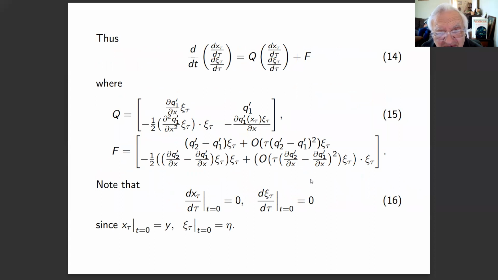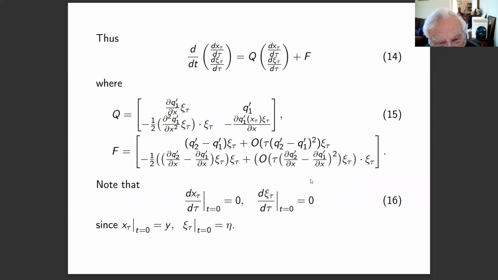So in matrix form, this equation for derivative can be written in the form 14, where matrix Q and matrix F are given by this formula. Note that F depends on Q prime 2 minus Q prime 1, and the derivatives of Q prime 2 and Q prime 1.